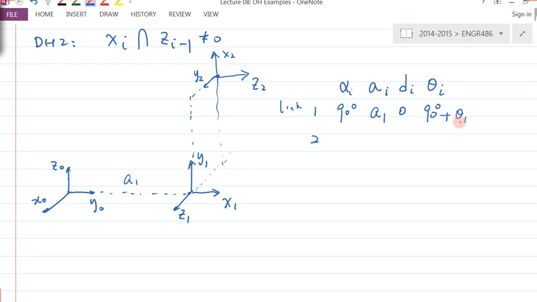Then theta 2. Is this 90 degrees? Yeah. About which axis? About Z1. Okay? Is that good?